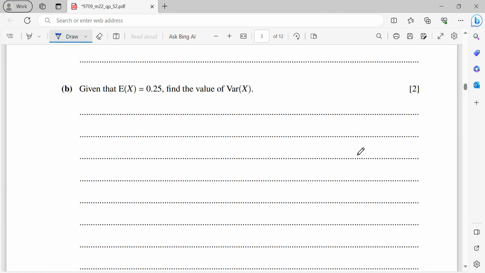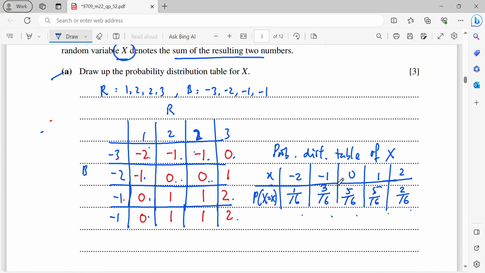Now for the second part, given that E(X) is 0.25, which is the expected value, find the variance of X. The variance of X is calculated by E(X squared) minus the square of the expected value. So now I have to calculate E(X squared). E(X squared) is calculated using this formula, which means you sum the product of X squared multiplied by P. So I square the X and multiply with the P, plus the next pair.